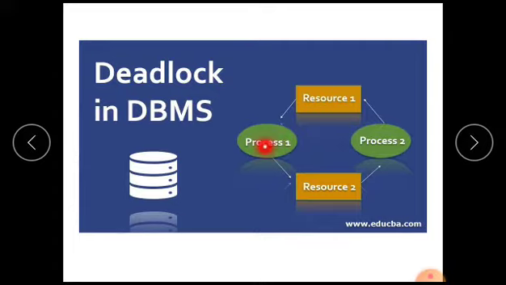You can see here process 1 and process 2, and there are some resources, resource 1 and resource 2. So there is a situation in which the processes cannot proceed further and they are in a halting state. This is known as deadlock.